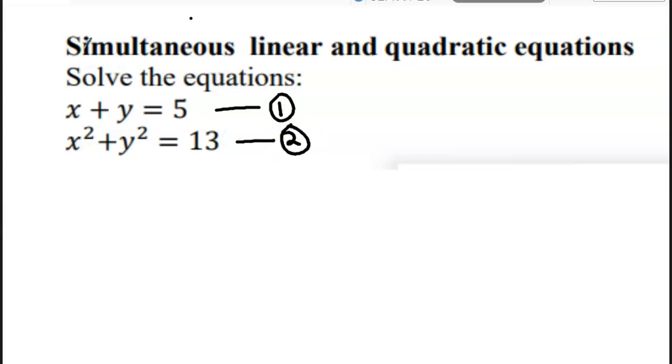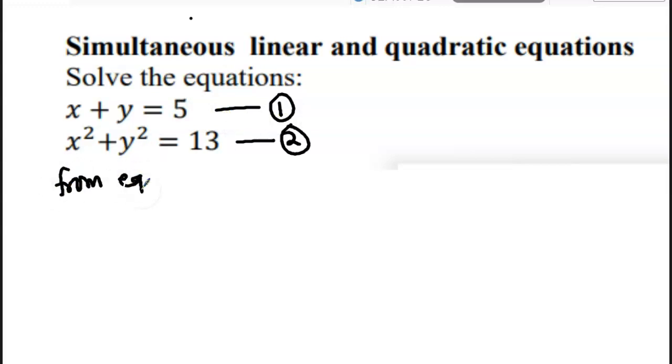In one of my videos, I talk about simultaneous equations and the methods of solving simultaneous equations. We have the elimination method, the substitution method. You can use a graph to solve. The best method for this question is the substitution method. So let's make one of the variables the subject from equation 1.